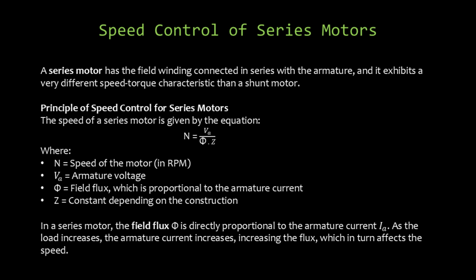Series motors have a unique characteristic where field windings are connected in series with the armature. Their speed-torque relationship differs significantly from shunt motors. The speed equation for series motors shows that speed is inversely proportional to field flux, which is directly related to armature current. As load increases, armature current rises, affecting the motor's flux and subsequently impacting its speed.